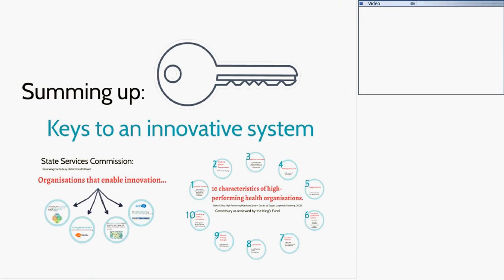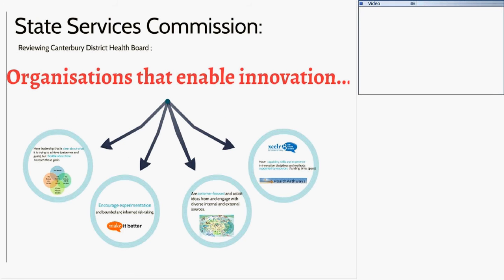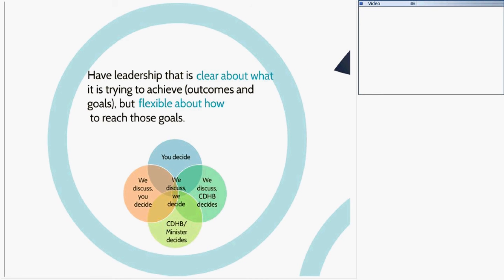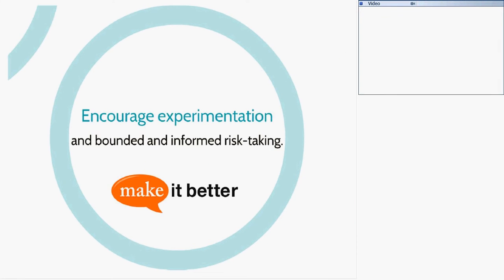So just very briefly again, some of the keys summing up the approach that we've taken. Two bits. One is a review done by the State Services Commission, looking at what are some of the unique characteristics that the Canterbury Health System has that enable innovation. And the four things they identified: have leadership that's clear about what it's trying to achieve in terms of outcome and goals, but flexible about how to reach those goals.